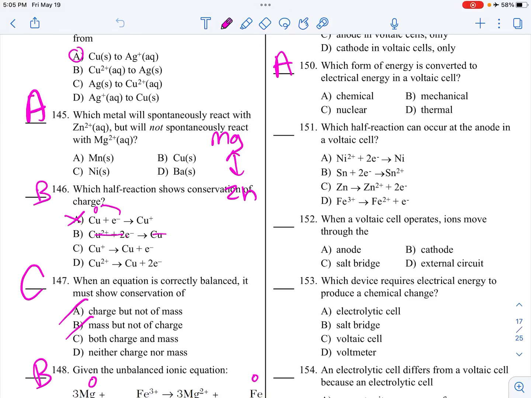So this is marking period 4 review, part 4, questions 151 through 200. Make sure you've got your reference table and a calculator. Okay, so number 151, which half reaction can occur at the anode?